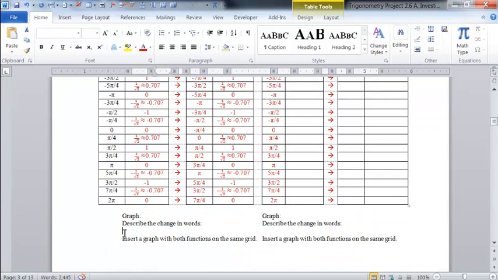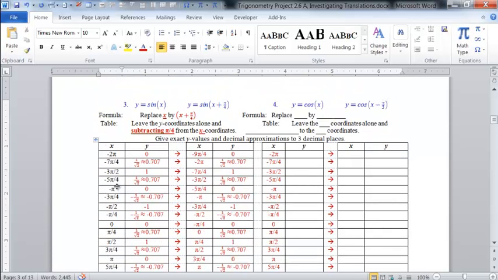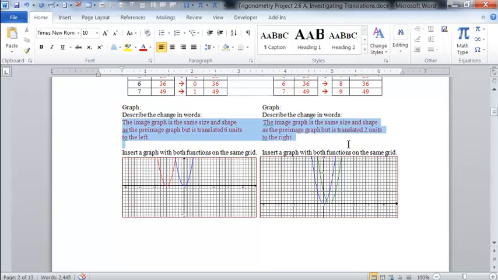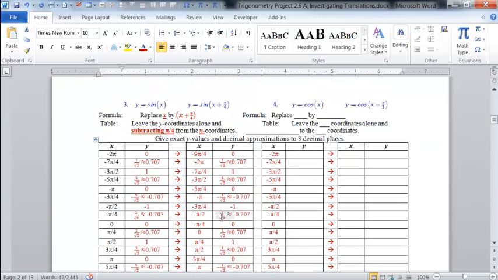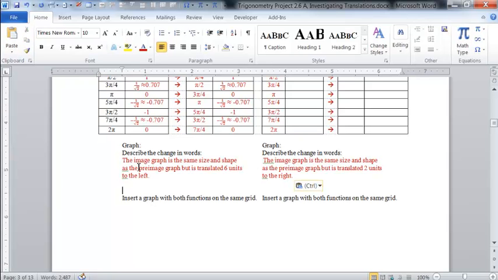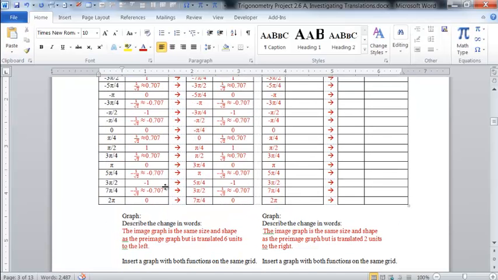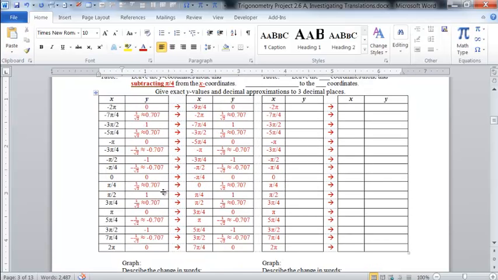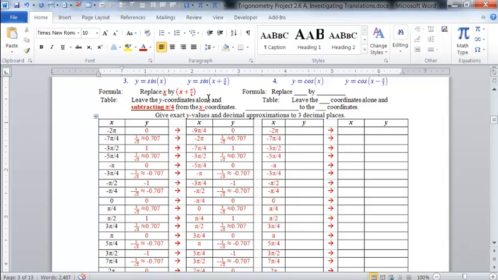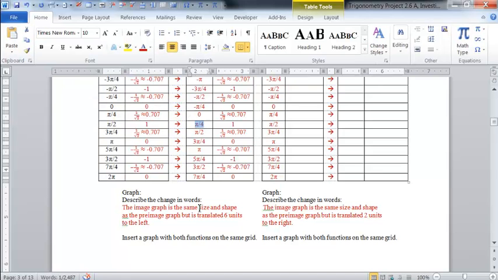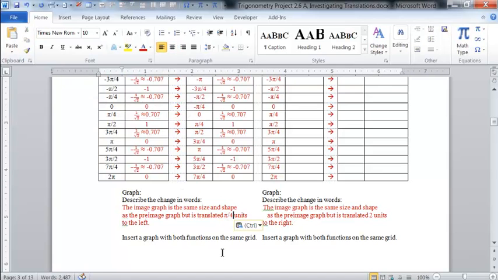Okay, so what do we actually do in the graph? Well, actually this is kind of the same. Let me copy and paste here. Copy and paste can be a big help. The image of the graph is the same size and shape as the pre-image, but is translated pi over 4 units to the left. I'll just copy and paste that. Pi over 4 units to the left.